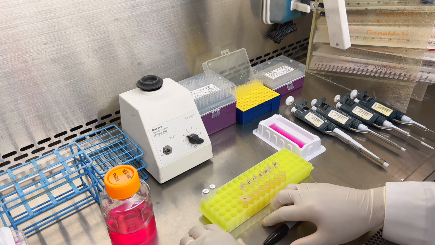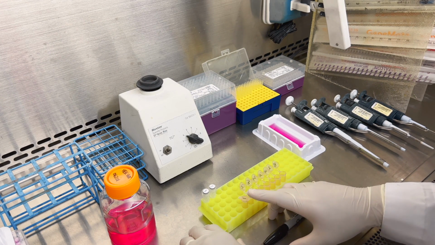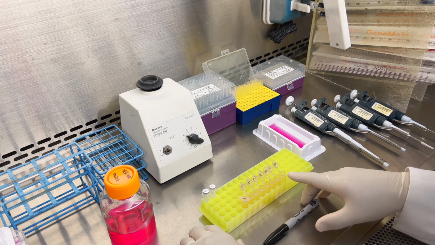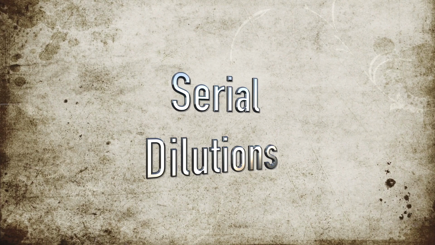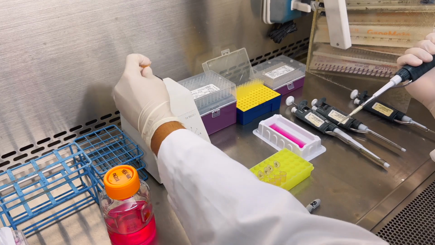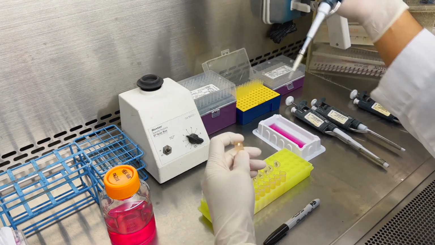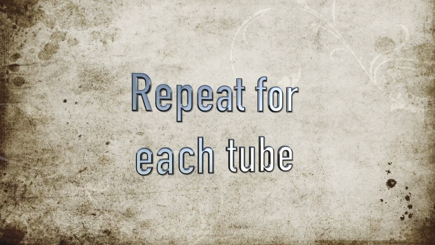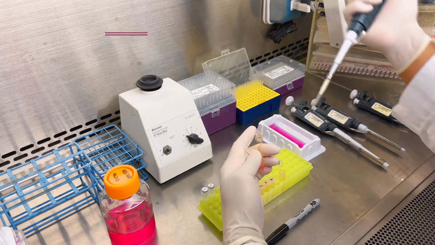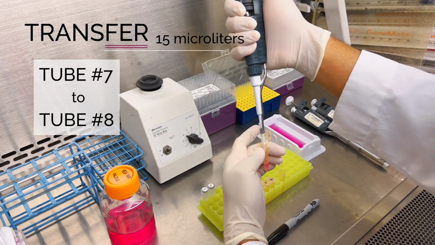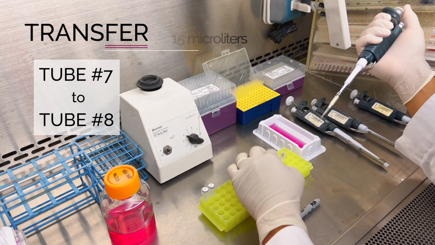To make the serial dilutions for the saporin plate, we will transfer 15 microliters from tube number 1 into tube number 2 and repeat, transferring 15 microliters into each subsequent tube. Vortex briefly before each transfer. Finally, we will transfer 15 microliters from tube number 7 into tube number 8.